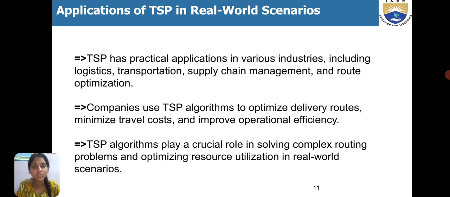Coming to the applications of TSP in real-world scenarios, TSP has practical applications in various industries including logistics, transportation, supply chain management, and route optimization. Companies use TSP algorithms to optimize delivery routes, minimize travel costs, and improve operational efficiency. So TSP algorithms play a crucial role in solving these complex routing problems and optimizing resource utilization in real world scenarios.